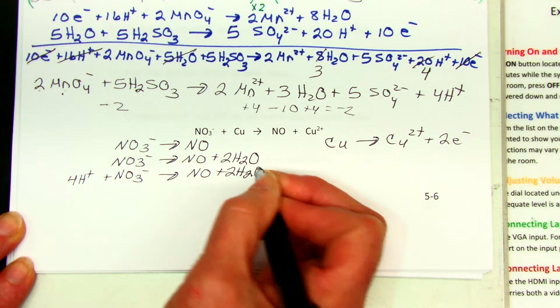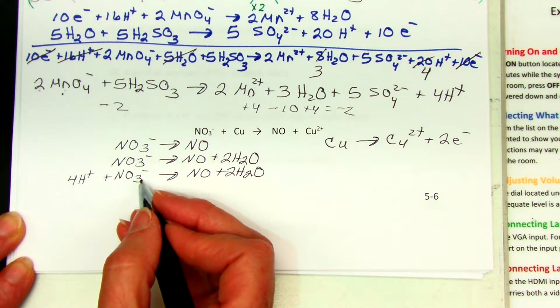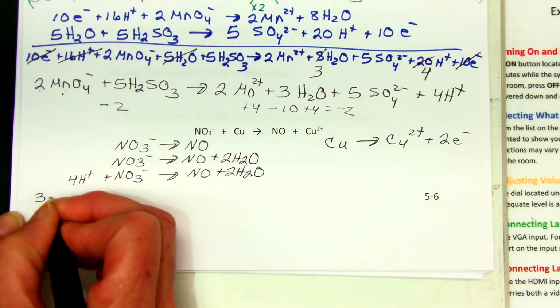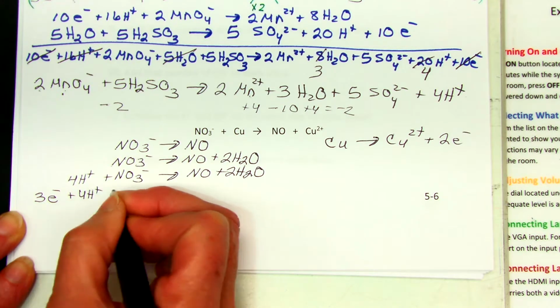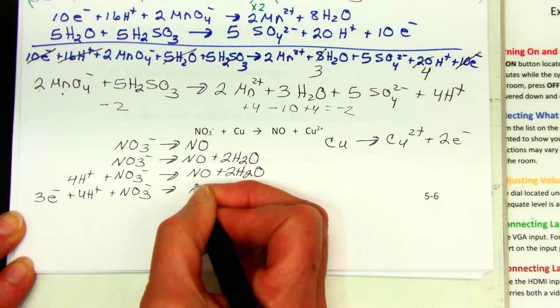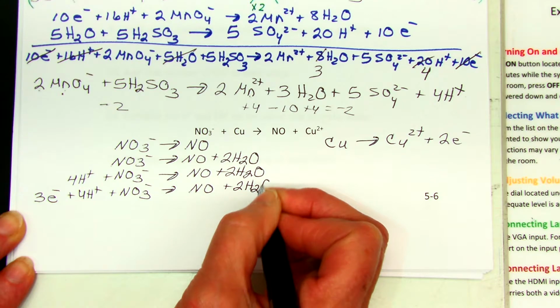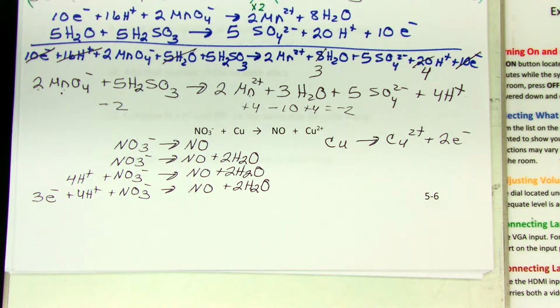Now I have to evaluate charge. A plus 4 and a minus 1 gives me a positive 3, and I have 0 over here. So I add in 3 electrons. It seems like I'm just pulling them out of the sky, but I'm adding them in because that's what I need to make the charge balance. Okay, so now I have no charge on either side.